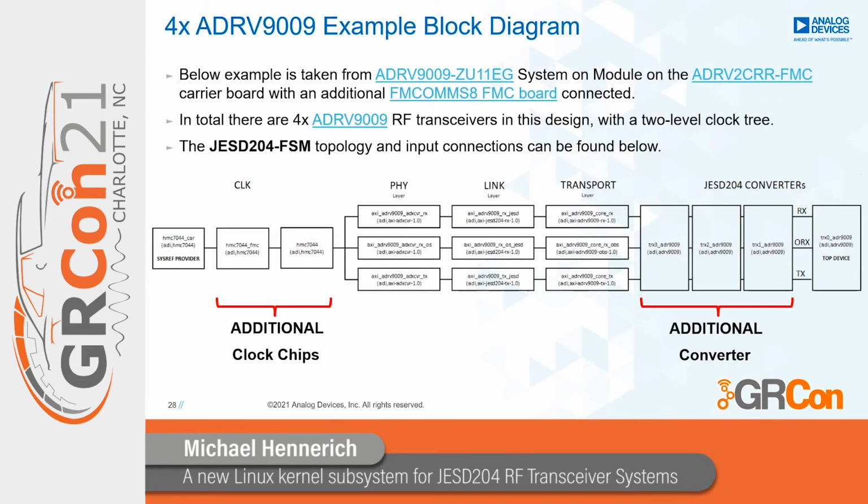Here we see an example of a multi-chip setup. It's taken from the ADRV9009 ZU11EG system on module with an additional FMCOMMS8 FMC board connected. In this setup, there are a total of 4 RF transceivers with a 2-level clock tree. The JESD FSM topology and the input connections can be found below. Here we see 2 additional clock chips for the 2-level clock tree and 3 additional converter devices, which are really easily just added in the inputs.